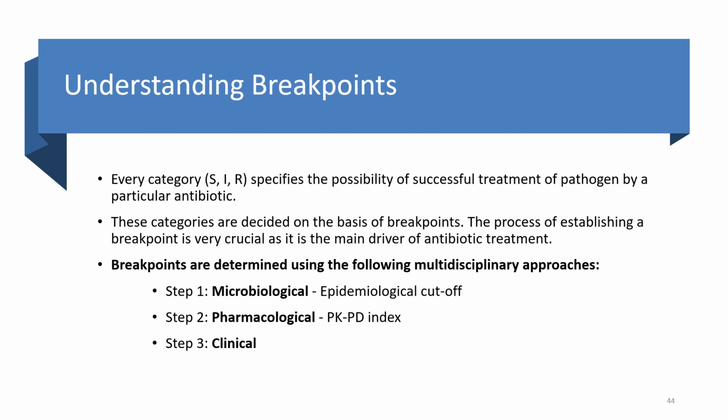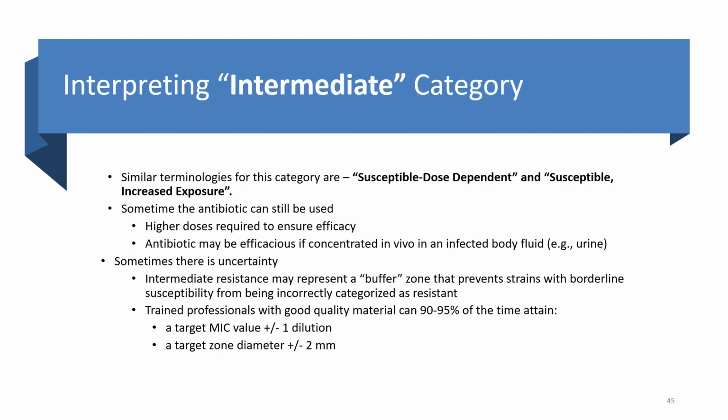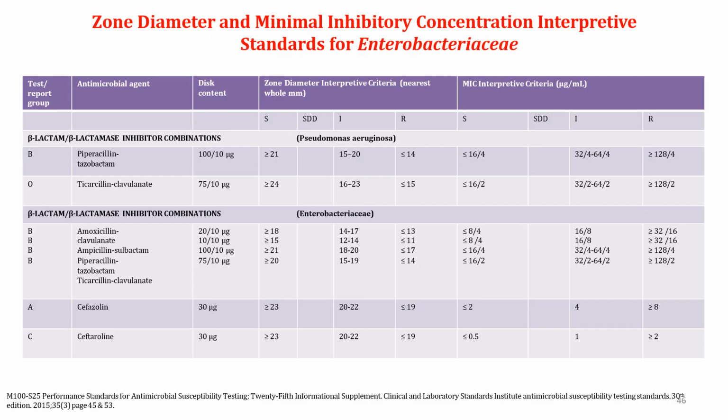First, how are breakpoints obtained? They are obtained in 3 steps. One, ECOFF values are first determined; then pharmacokinetic and pharmacodynamic indices are applied to the ECOFF values; and then, based on clinical correlations, breakpoints are set. Then we have terms like susceptible, dose dependent. It is similar to the intermediate category, but in susceptible, dose dependent, or susceptible increased exposure, strong experimental studies have proved that higher doses will improve antibiotic efficacy. So this is how the CLSI guidelines look.